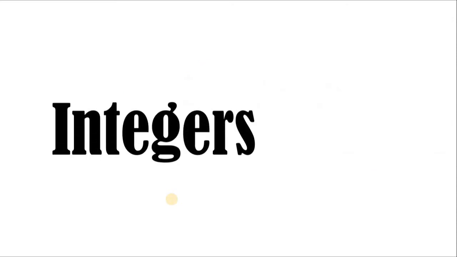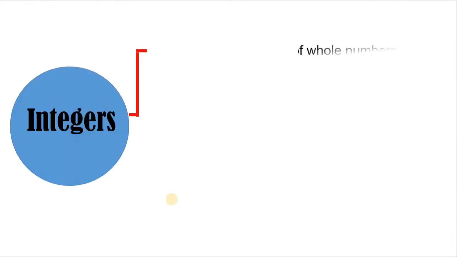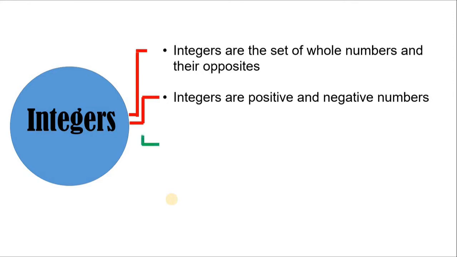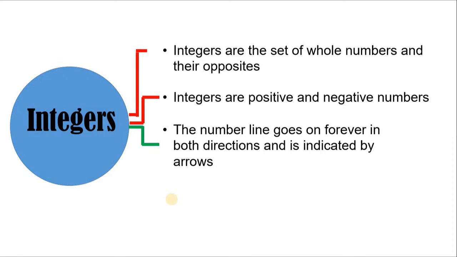So let's discuss first what is integers. So ano ba si integers? Integers, we have the set of whole numbers and their opposites. Again, the set of whole numbers and their opposites. So if you have 1, the opposite of 1 is negative 1. So that is integers. Integers are positive and negative numbers. We also have the number line goes on forever in both directions. It is indicated by arrows. So we're going to use number line to represent integers.